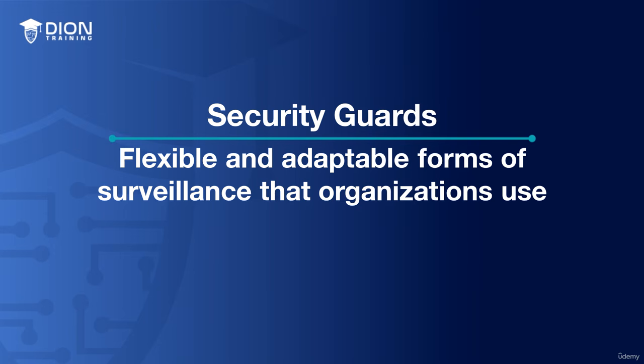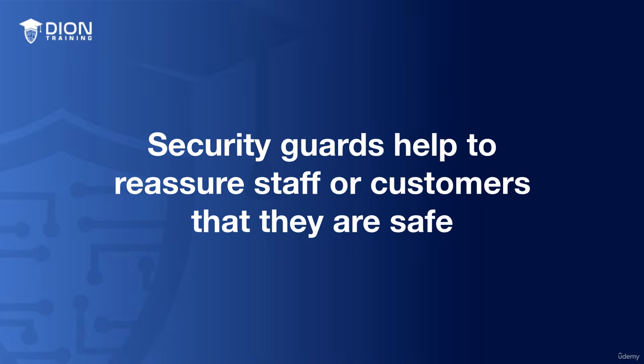Second, we have security guards. Now, security guards are one of the most flexible and adaptable forms of surveillance that organizations can use. This is because security guards are trained to detect unusual or suspicious behavior, and they can also respond immediately to situations, make judgment calls, and provide a visual deterrent to potential attackers. Security guards can also help to reassure your staff or your customers that they're going to be safe because a security guard is in the building.